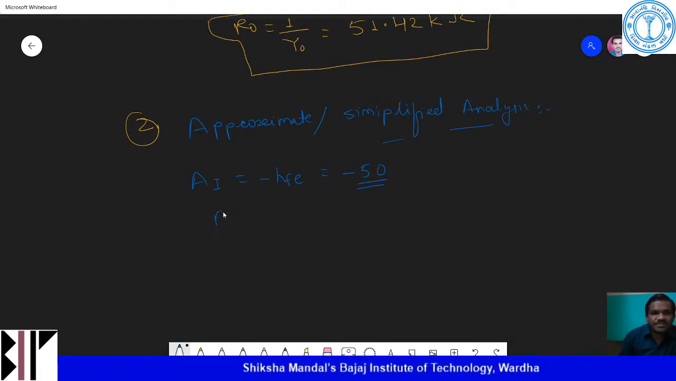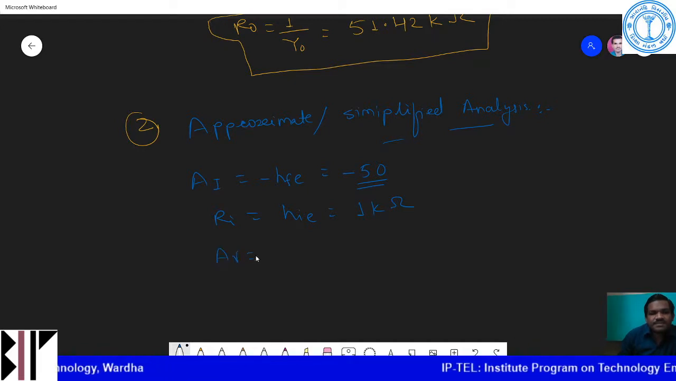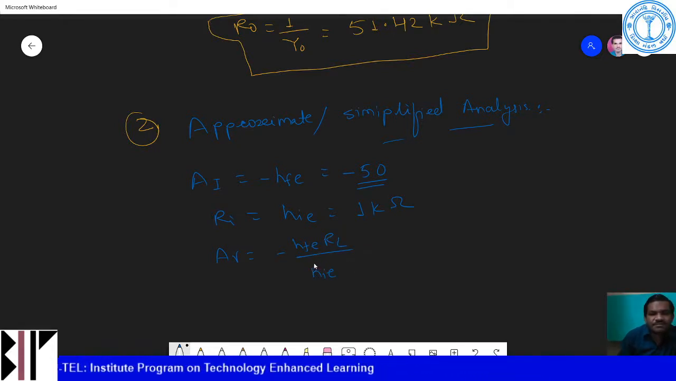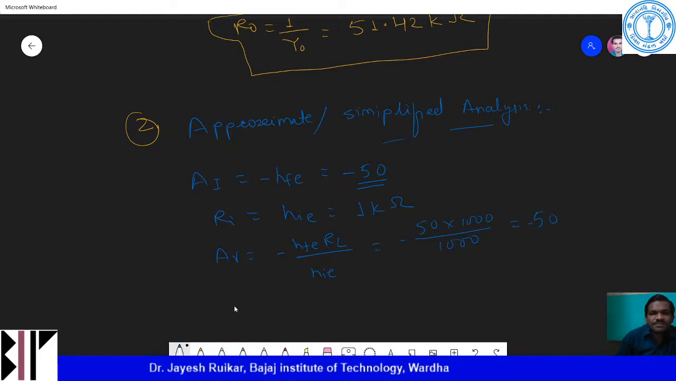Okay, so the next value is my Ri, that is HIE, which is nothing but 1 kilo ohm. And then the third value is the voltage gain, which is equals to minus HFE into RL divided by HIE. This is the approximate solution which we have got, and that is equals to minus 50,000 divided by 1000, which comes out to be minus 50.